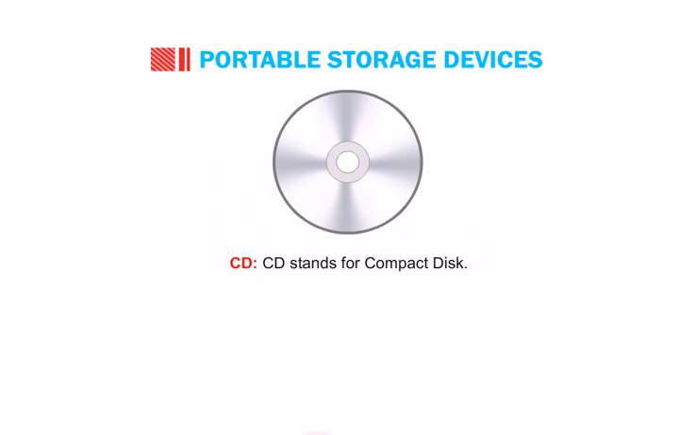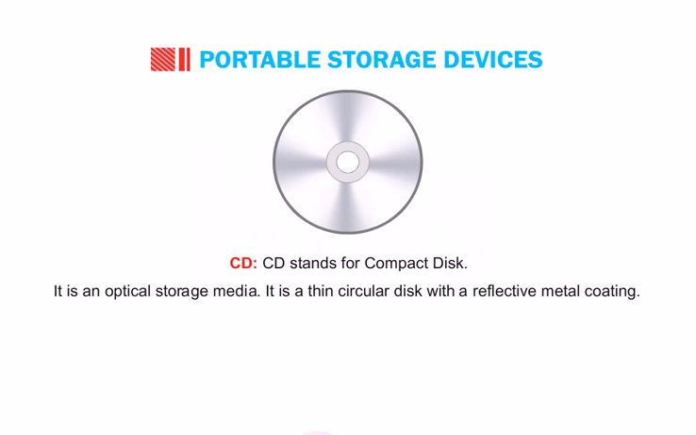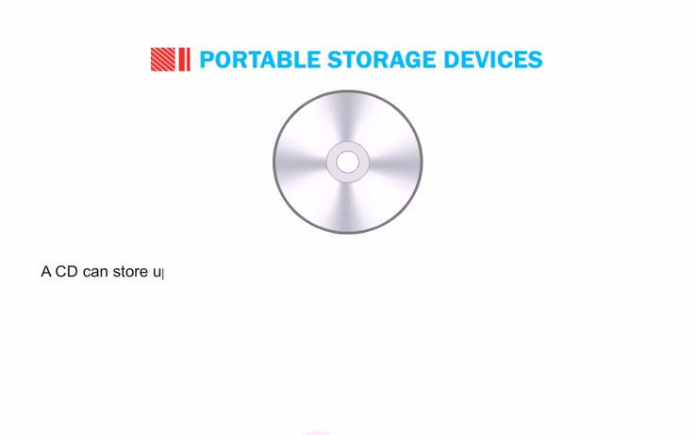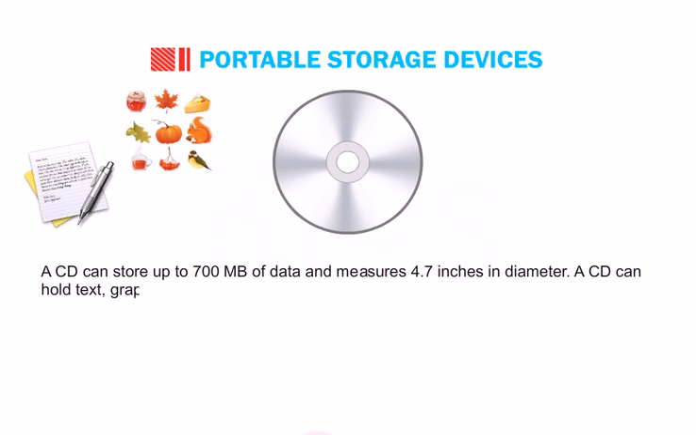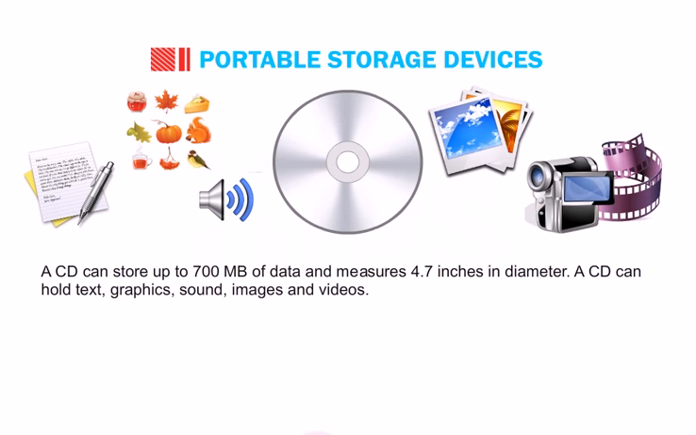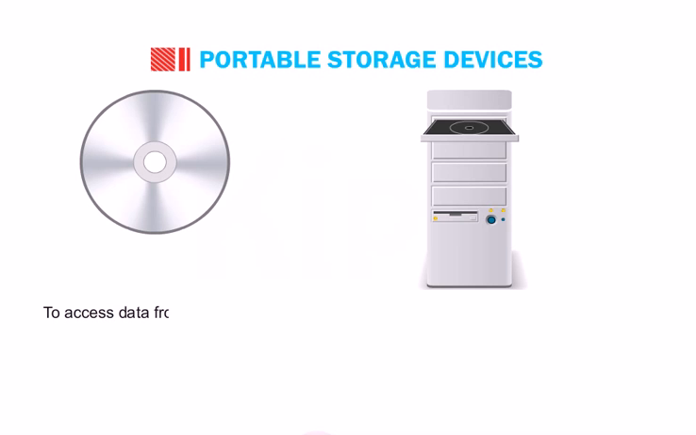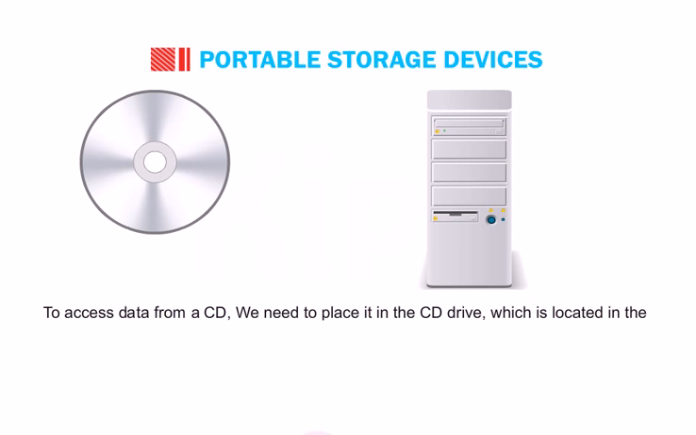CD stands for compact disc. It is an optical storage media. It is a thin circular disc with a reflective metal coating. A CD can store up to 700 MB of data and measures 4.7 inches in diameter. A CD can hold text, graphics, sound, images, and videos. It can be used for data backup and holding software. To access data from a CD, we need to place it in the CD drive, which is located in the front panel of the CPU box.